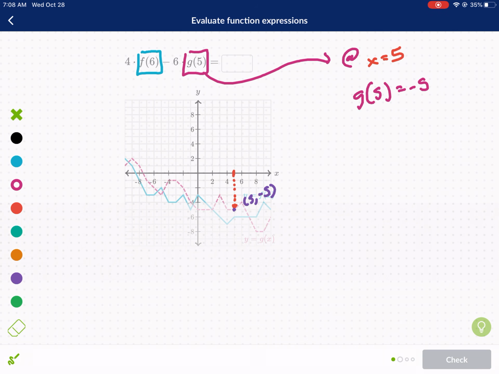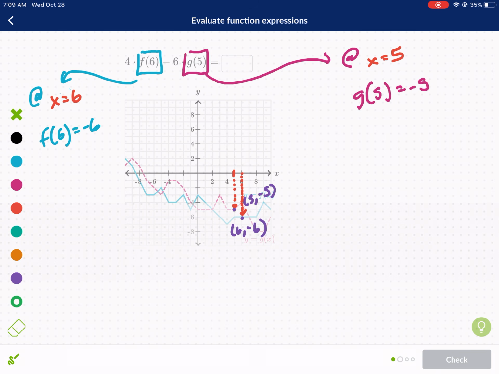Now, for the blue box, we're trying to find this at x equals 6. I did that in red last time, so let's stay consistent. We're trying to find that at x equals 6. So I go over to 6, and now I'm worried about the blue graph. So I'm going down, down, down, down, down here, and I get the point (6, -6). 6 was my inputted x value, that was my input, and my output is negative 6. So for f of 6, I got negative 6.